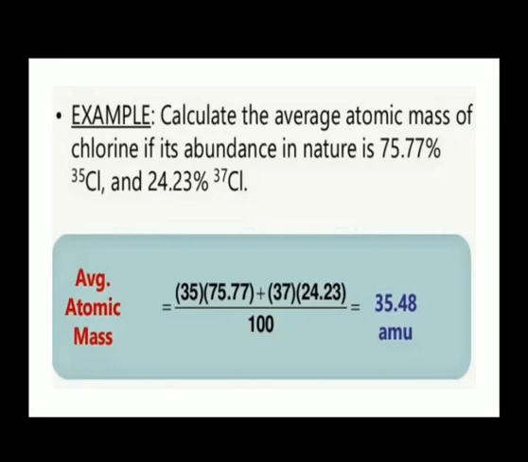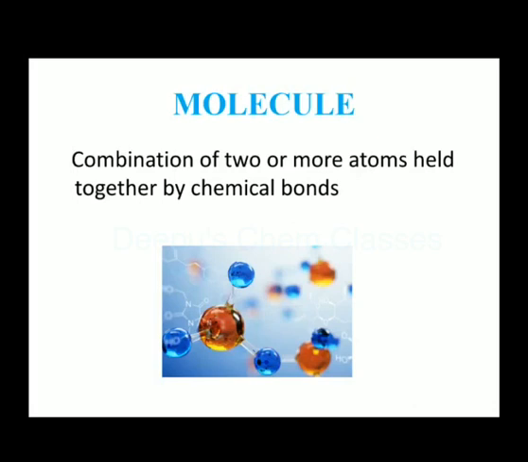Do you understand? Then let us see molecule and molecular mass. What is a molecule? A combination of two or more atoms held together by certain chemical bonds. The bonds may be ionic bond, covalent bond, coordinate covalent bond, or simply some weak van der Waals forces. So a combination of two or more atoms held together by chemical bonds is called a molecule.